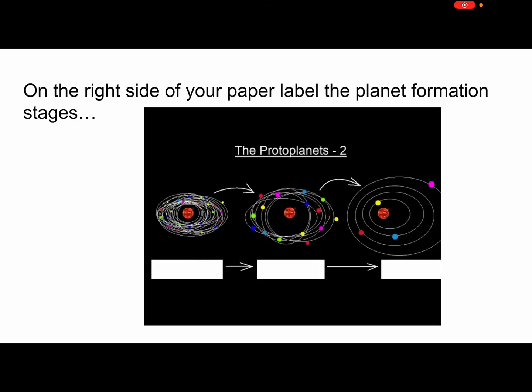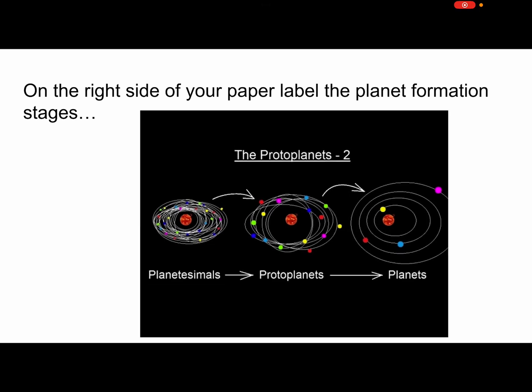In this case, it's creating a planet. So on the right side, this is the progression of the planet formation. You want to fill in on the right side using the words planetesimals, protoplanets, and then finally planets. I'm going to give you the answer. Planetesimals are smaller chunks of rock. They become protoplanets, and then eventually they become planets.